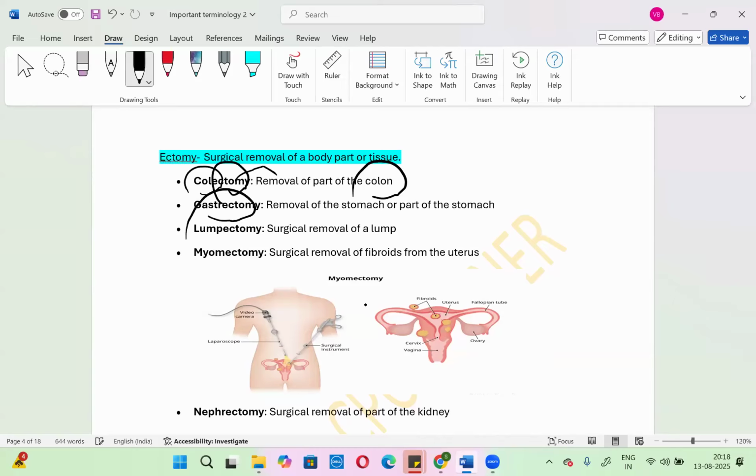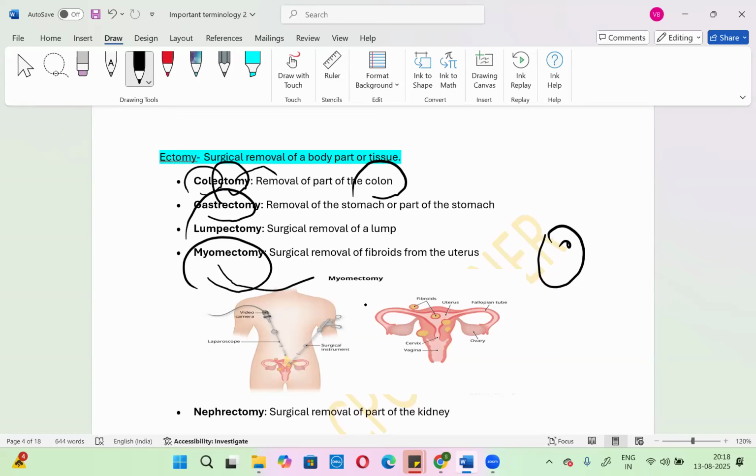Gastrectomy. What are they removing? Ectomy is what? Removal. Gastrectomy. They are removing the stomach, which we call a gastrectomy. Next comes lumpectomy. Ectomy is removal. Lump, some portion. They are removing it. Next, myomectomy. Ectomy is removal.